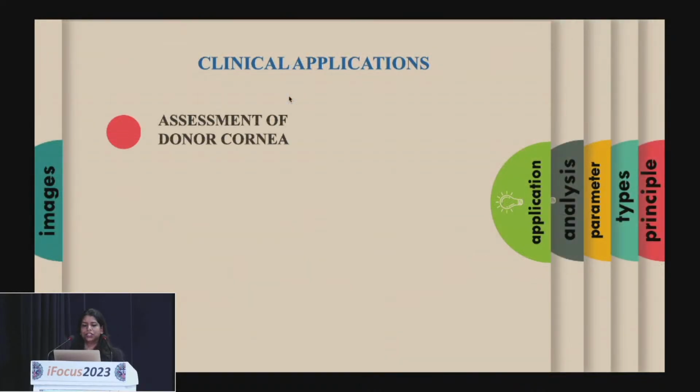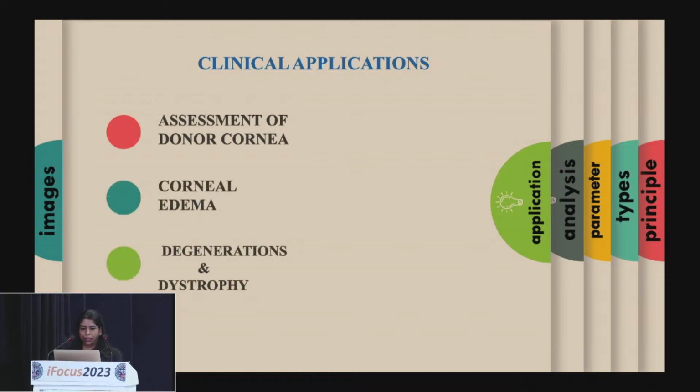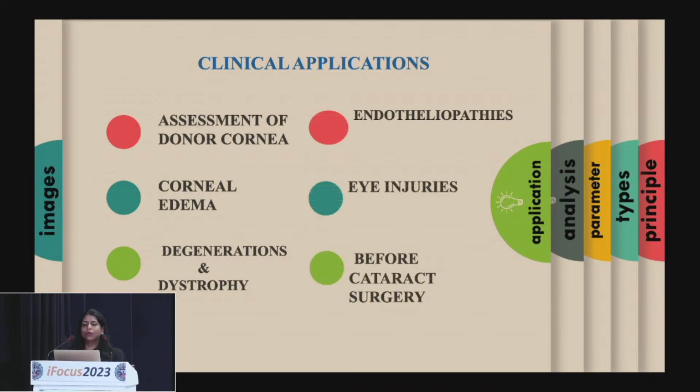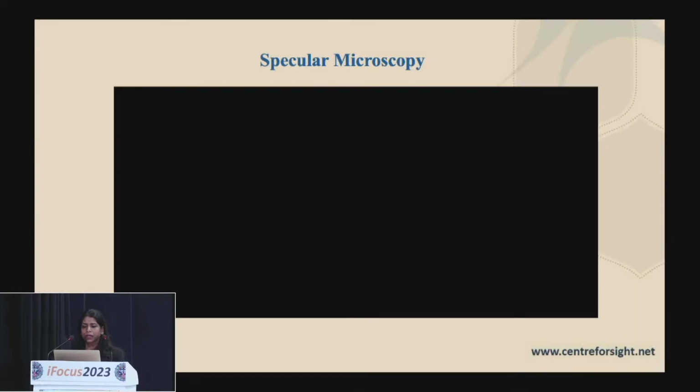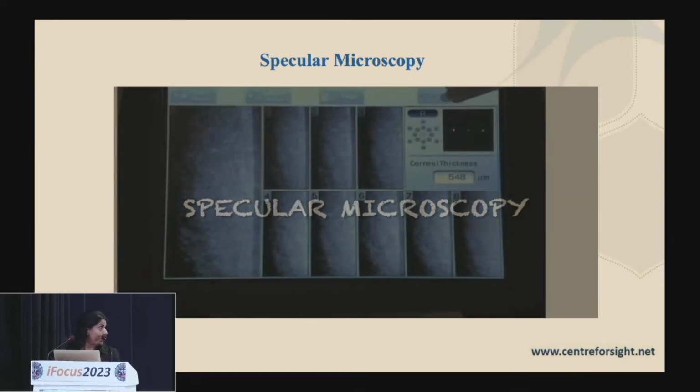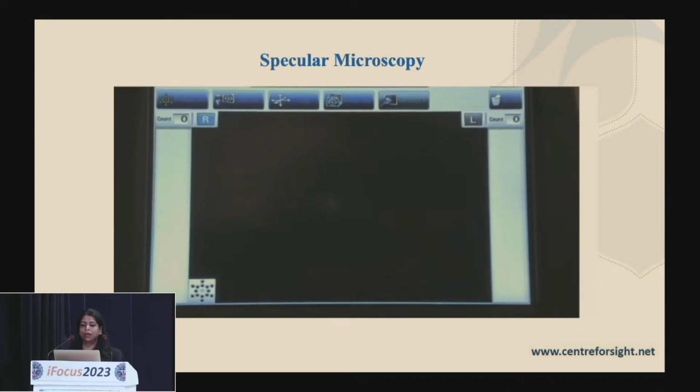So the clinical application, we all know that we do the assessment of donor cornea, donor corneal edema, degenerations, dystrophies, endotheliopathies, eye injuries, and before cataract surgery. The most common use is before cataract surgery, to understand the prognosis post-surgery if the patient has a sick cornea. This is a video by which I want to show you how to do specular microscopy, what we're doing.